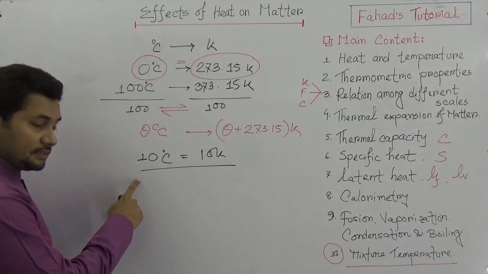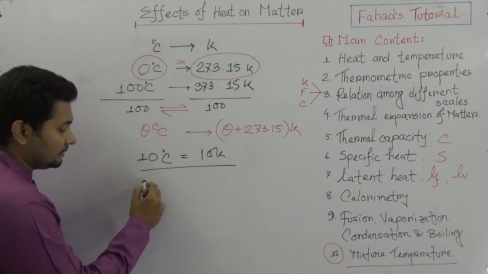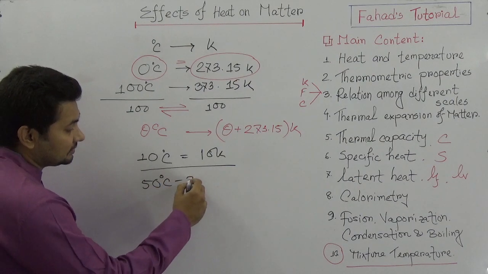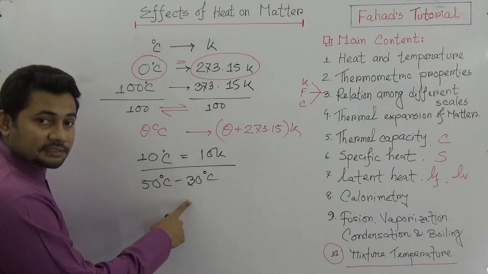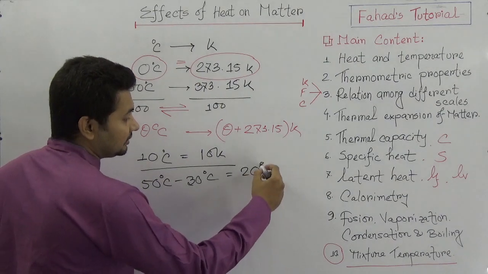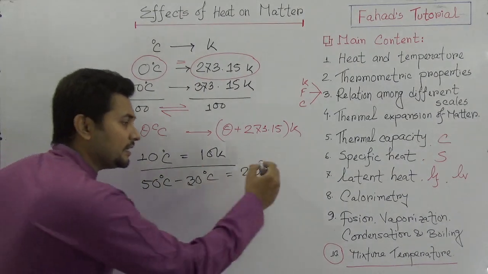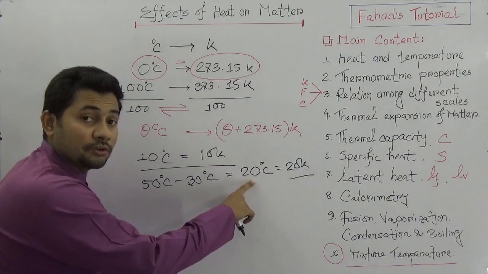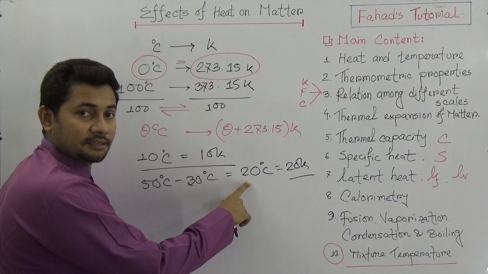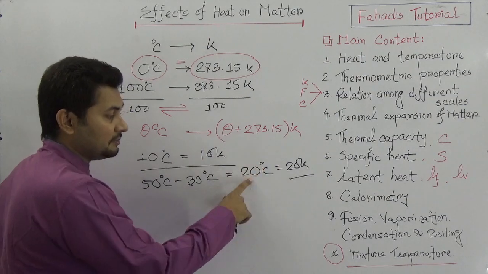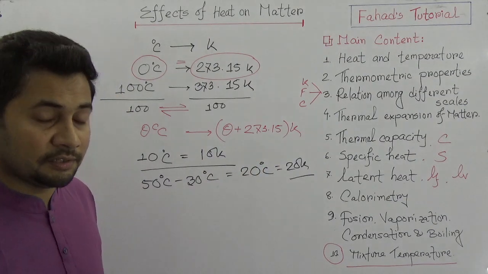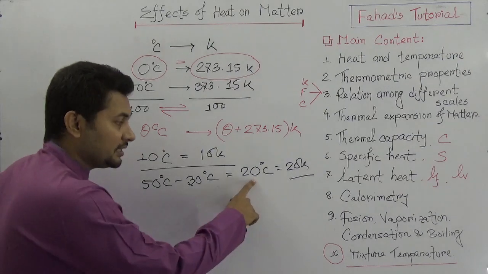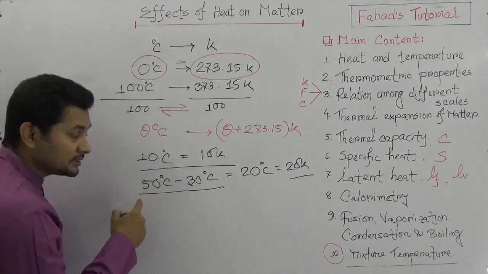If I say that 50 degrees Celsius minus 30 degrees Celsius is equal to 20 degrees Celsius, and that is also 20 Kelvin, in this case we should not add 273. It doesn't mean that 273 plus 20 will be 293.15 Kelvin. No. This 20 degrees Celsius is the difference between Celsius values.